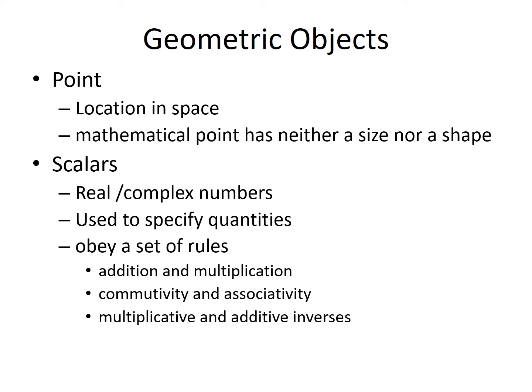We need other values, such as scalars. Scalars can be real values or complex numbers. They are used to specify quantities. They obey a set of rules, such as addition and multiplication, commutativity and associativity, multiplicative and additive inverses, and so on.